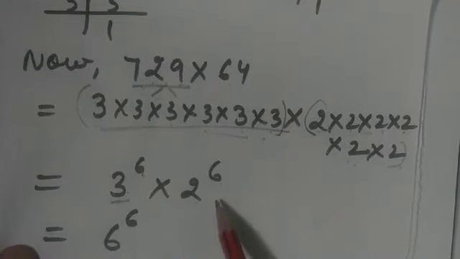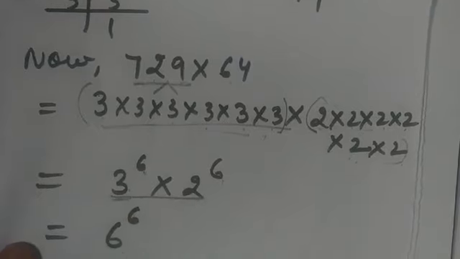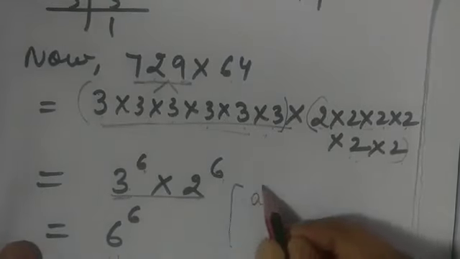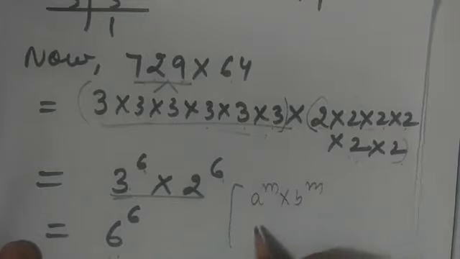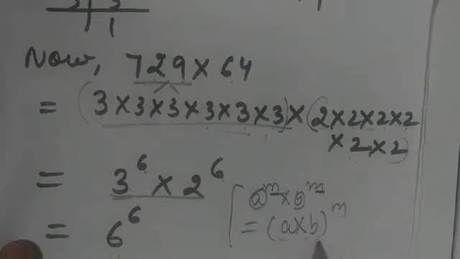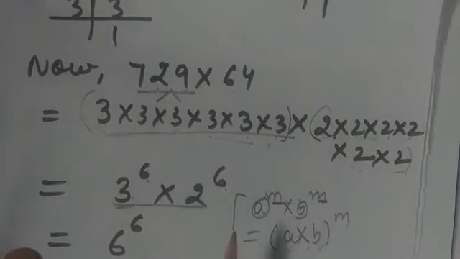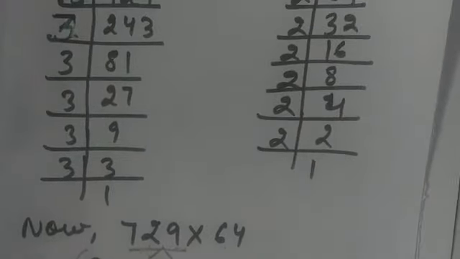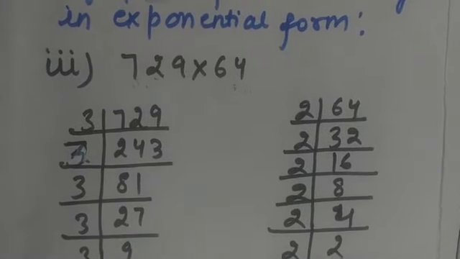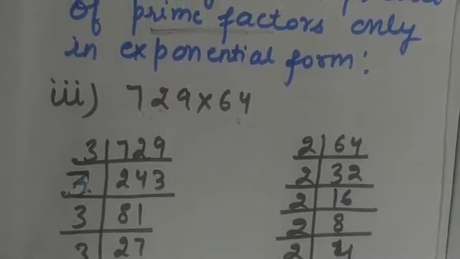Now this can be written as 6 raised to the power 6, because here I have applied the law that a raised to the power m into b raised to the power m can be written as a into b raised to the power m. Bases different, power same, then the bases get multiplied. Okay, so this is your question number 4. I have explained one part, and this question has four parts, so you have to do those parts yourself.